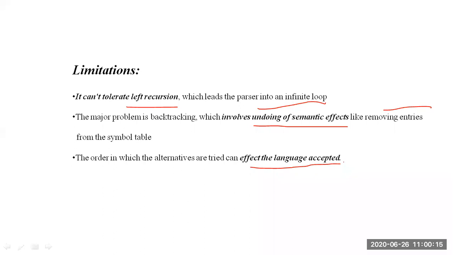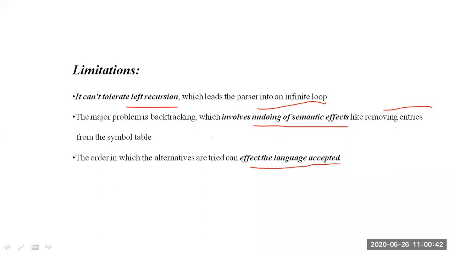Why? Because it is time-consuming. Every time we have to undo the steps. There is a chance it may enter into an infinite loop. There is a chance that entries in the symbol table may be missed. Sometimes it will affect the language accepted. Most compilers are not accepting this backtracking, and they are using the alternative, that is predictive parsers.